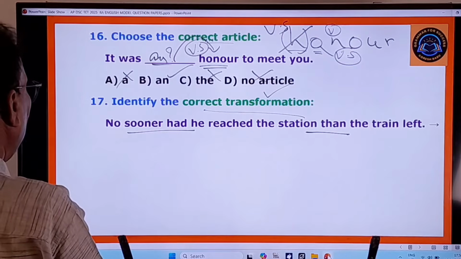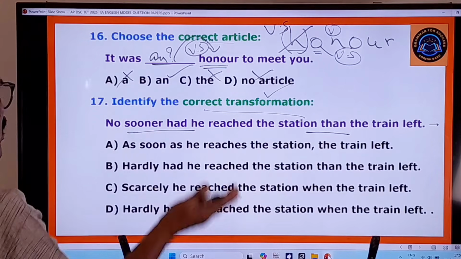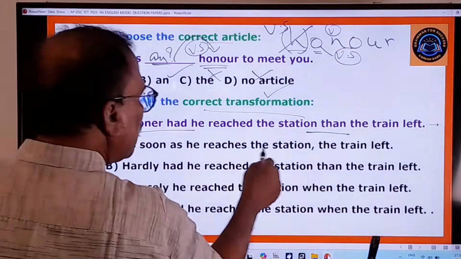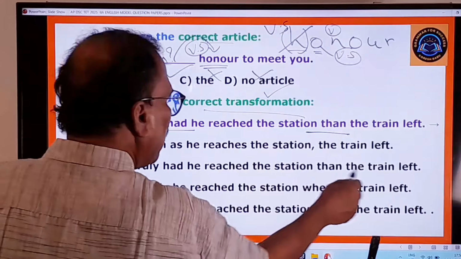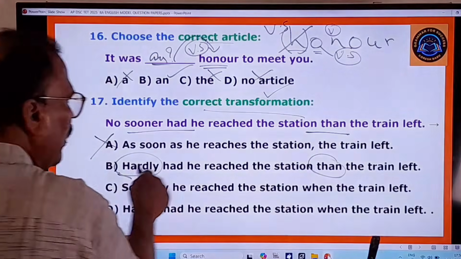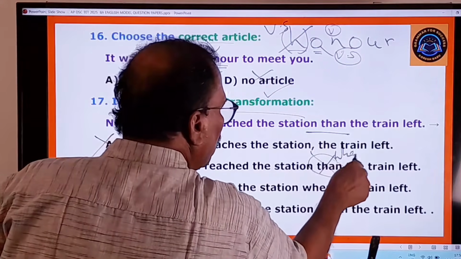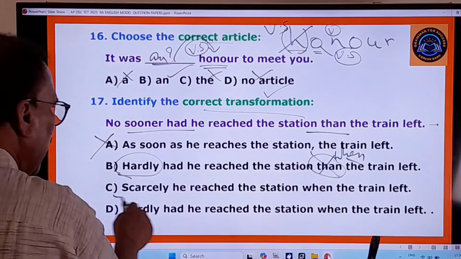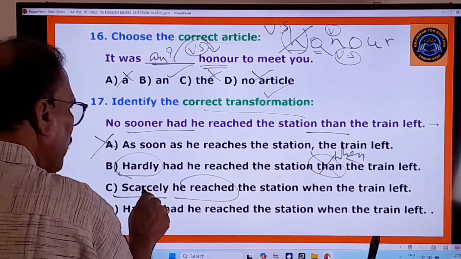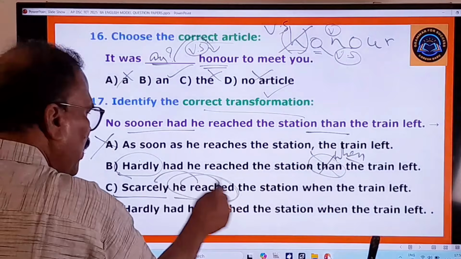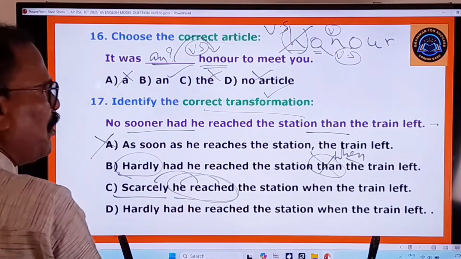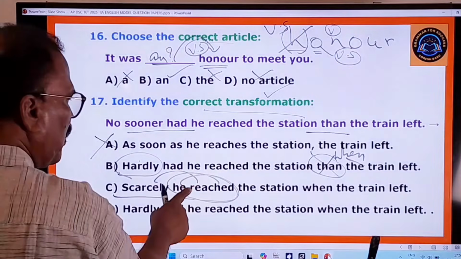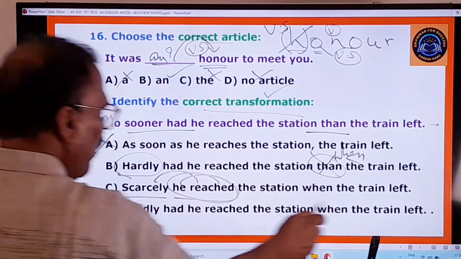Now let us look at another form of this sentence. As soon as he reaches the station, no, this is not the right one. Hardly had he reached the station than the train, no. After hardly, than is not used, when is used. So therefore this is wrong. And scarcely he reached, after hardly and scarcely there must be some inversion. Past perfect inversion must be used, just like this: had he reached must be here, but he reached is there. That's why this is wrong.